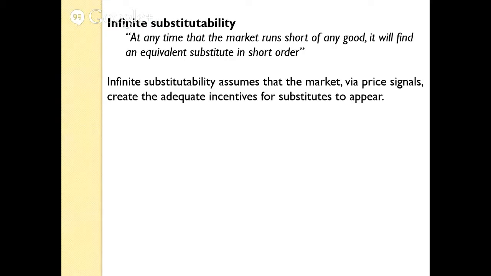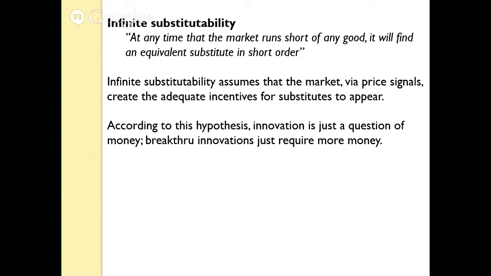Infinite substitutability. At any time that the market runs short of any good, it will find an equivalent substitute in short order. So if you run out of whatever, you are going to find a replacement for this thing, and you are going to obtain it like that. Very easily, price signals will be brought to the market, and the market will react, creating an appropriate substitute. This can sound very naive, but this is really what they are saying. Infinite substitutes at the market via price signals create adequate incentives for substitutes to appear. So once you realize something is becoming scarce, something is becoming very expensive, something will pop up. Some technological breakthrough will take place, and you will have a substitute.